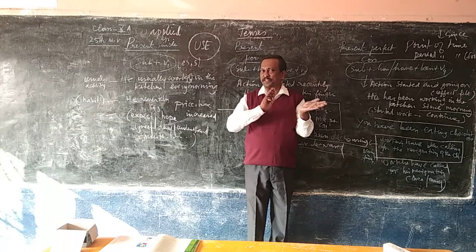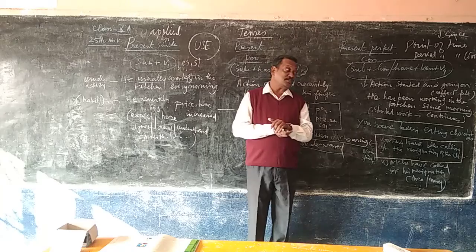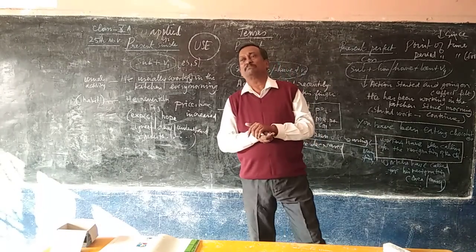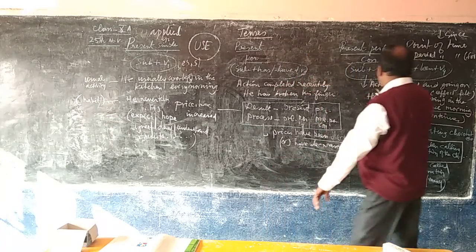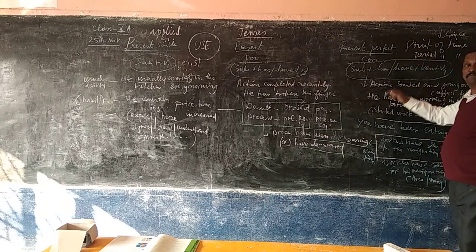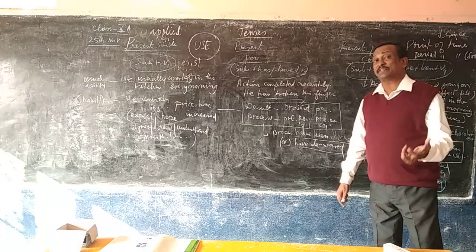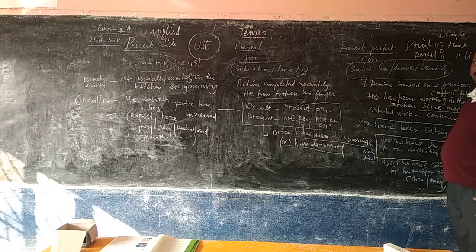So, if I may put it in another way, for is used for a period of time and since is used for a point of time. Clear? Present perfect continuous. We use these two prepositions. One is for and another one is since when we construct sentences.